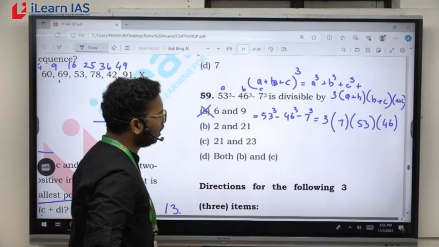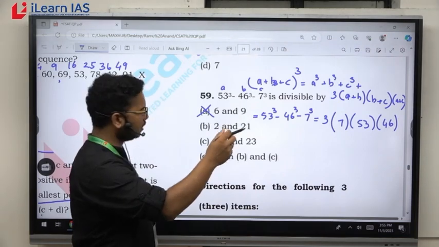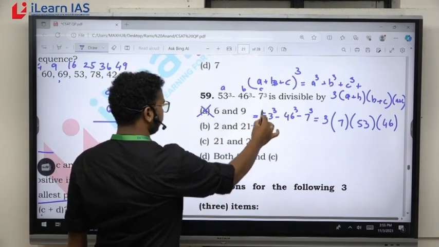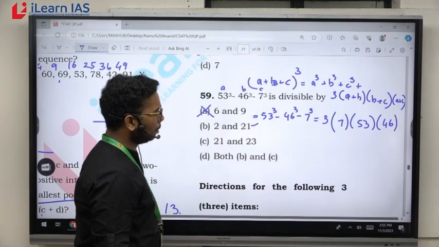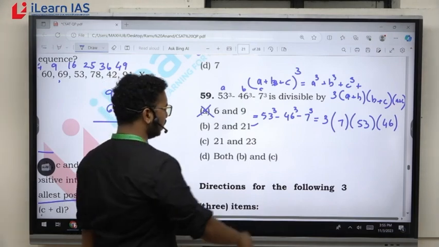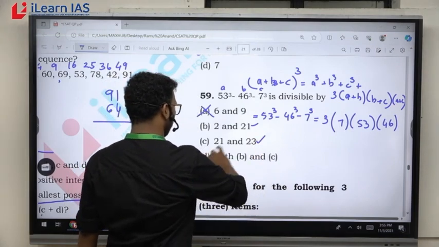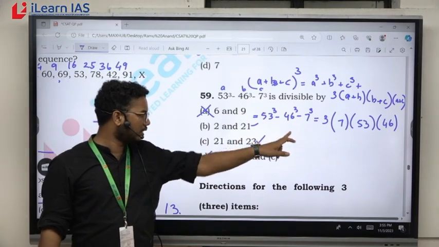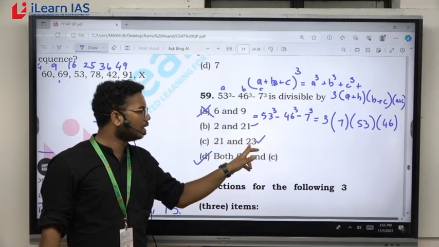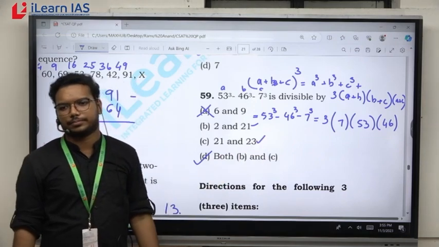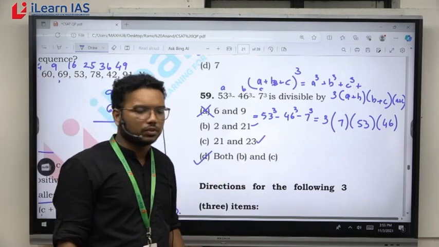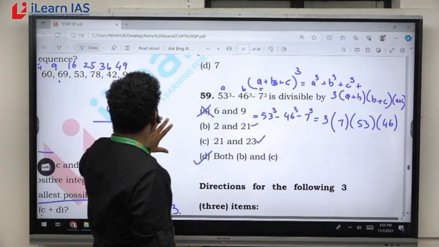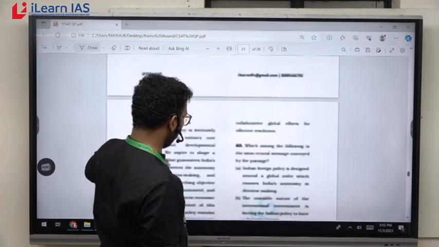Now 2 and 21. 2ന്റെ ഉണ്ടല്ലോ 46. 21 is already there. 3 into 7 ഇത് വരാം. 23 ഉണ്ടോ? 23 into 2 is 46. So both b and c. 2 is a factor, 21 is a factor, 21 is again a factor, and 23 is also a factor. Clear? So divisible by both b and c.